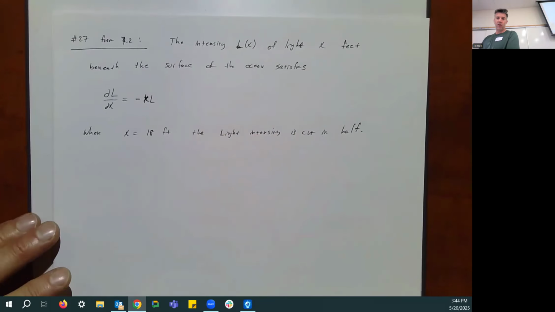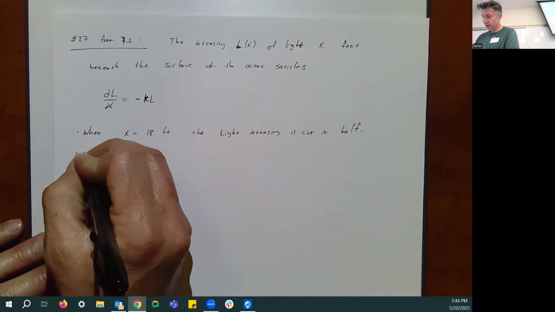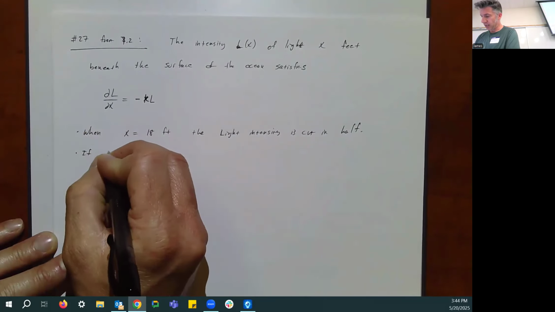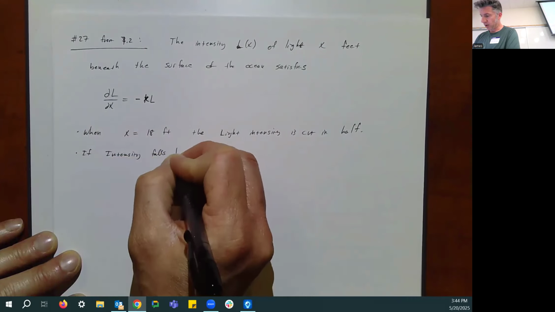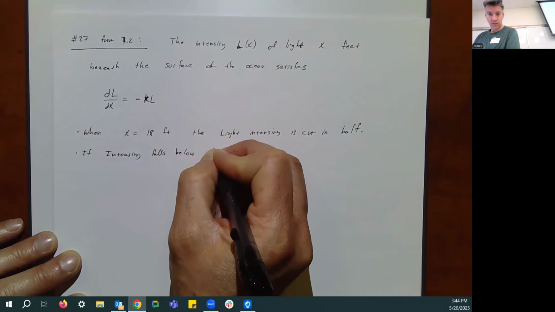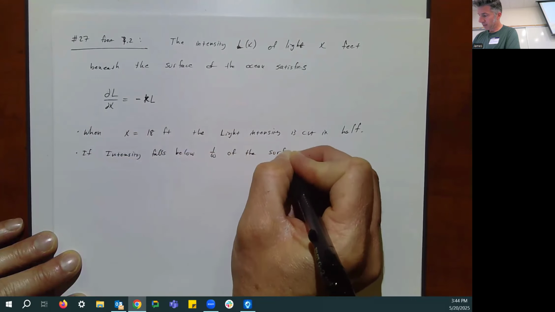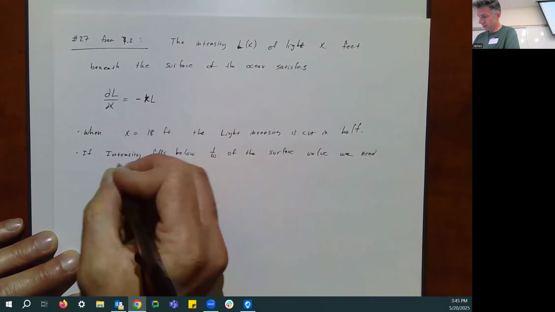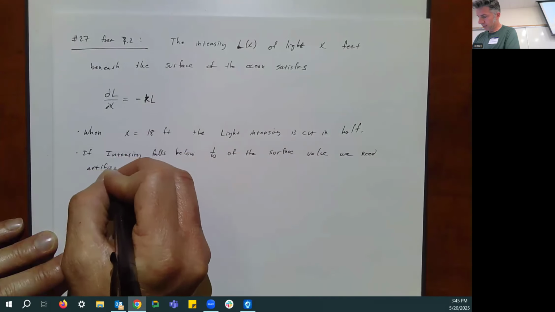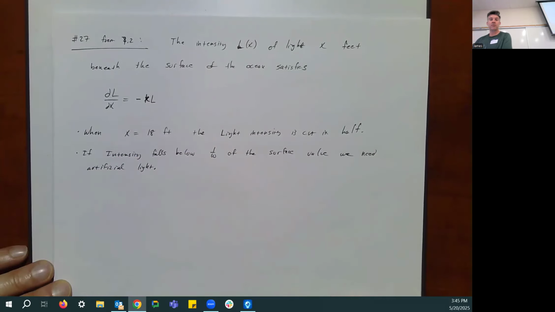You cannot work without artificial light when the intensity falls below 1/10. So if the intensity falls below 1/10 of the surface value, we need artificial light. So how deep can we dive and not need an artificial light?